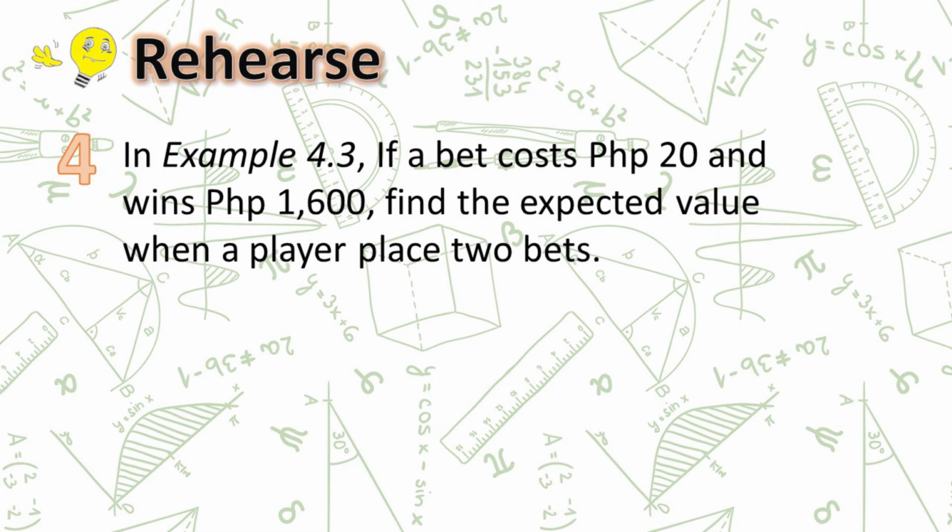Next, number 4. In example 4.3, if a bet costs 20 pesos and wins 1,600 pesos, find the expected value when a player plays 2 bets. So this is about the game of chance, the ending. You have 15 seconds. Go.